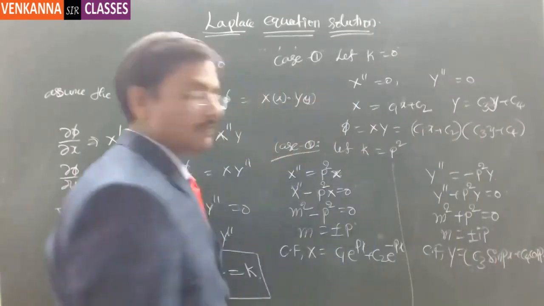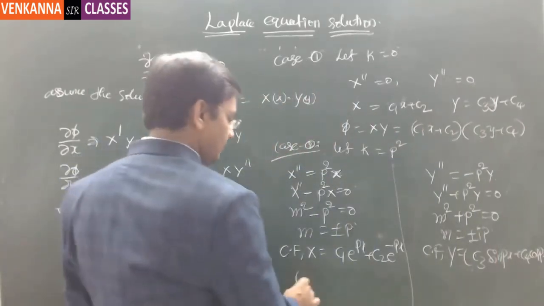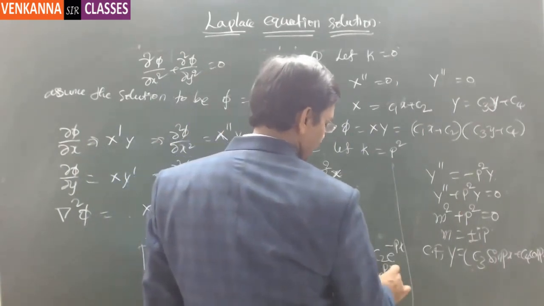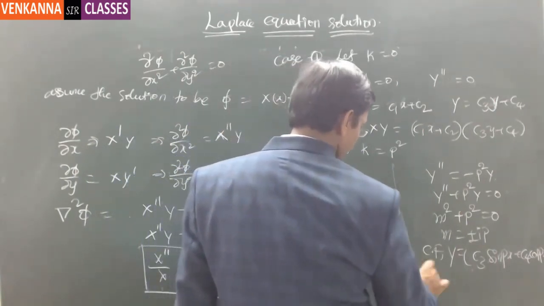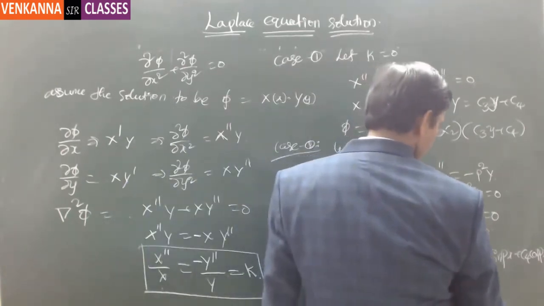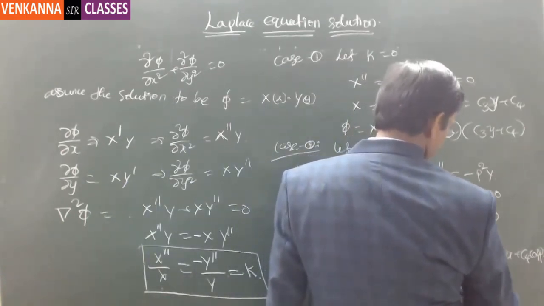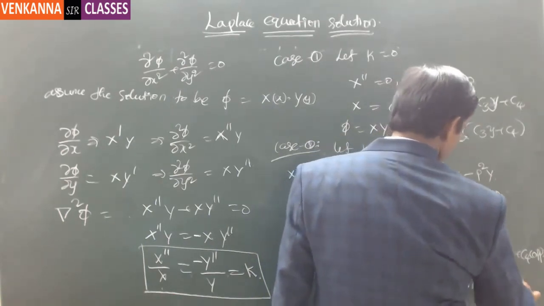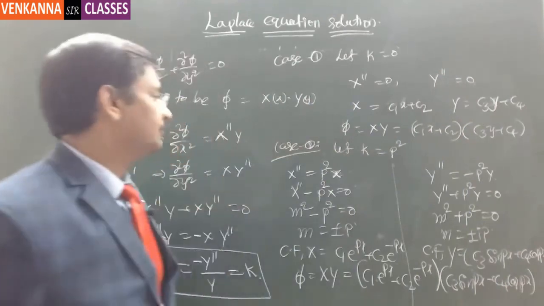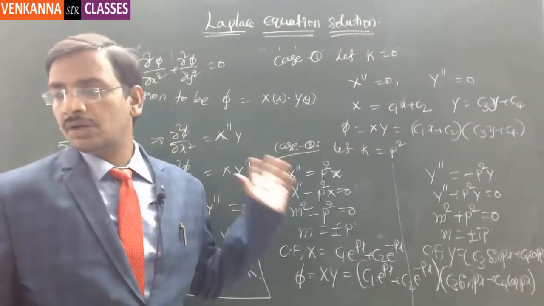Got it? So the final solution is phi is equal to xy is equal to c1 e power px plus c2 e power minus px multiplied by c3 sin px plus c4 cos px. So this is the solution. Got it? So this is case 2. Note down till this point.